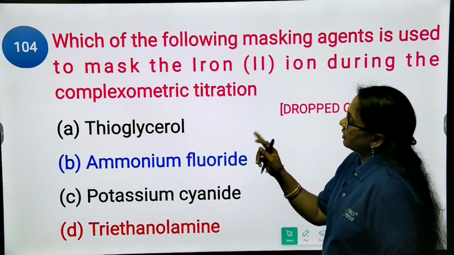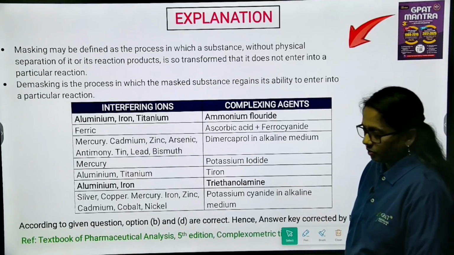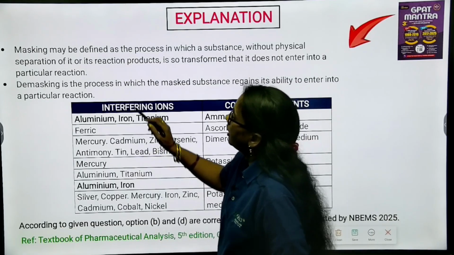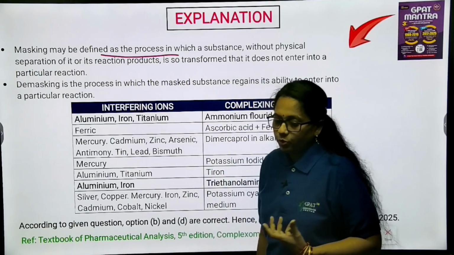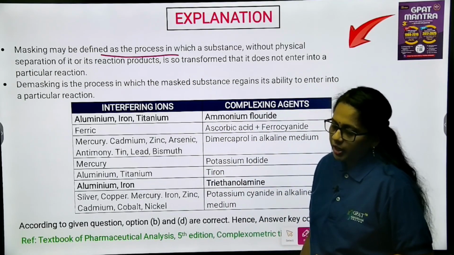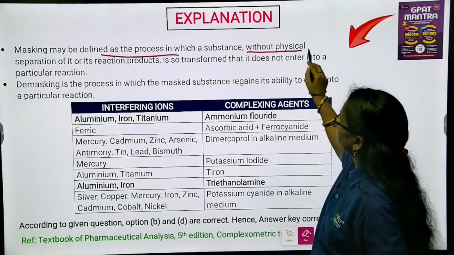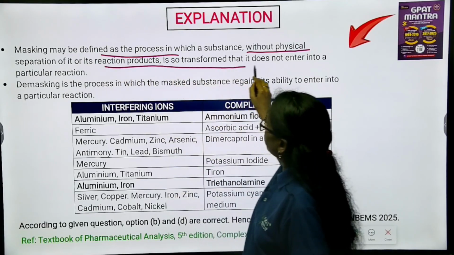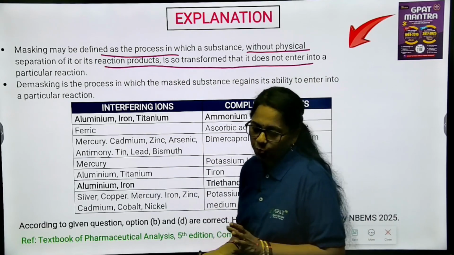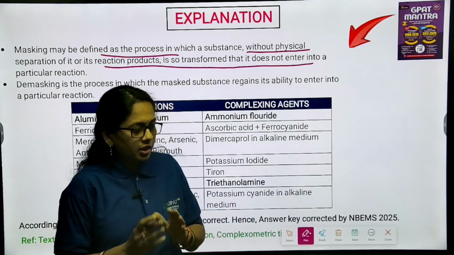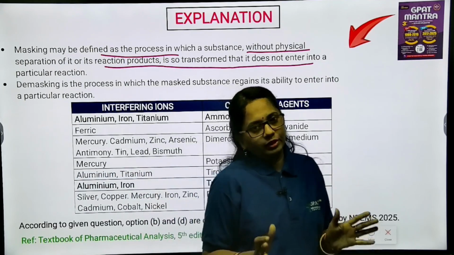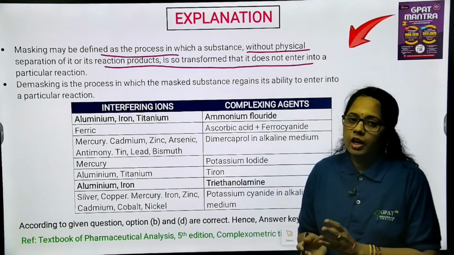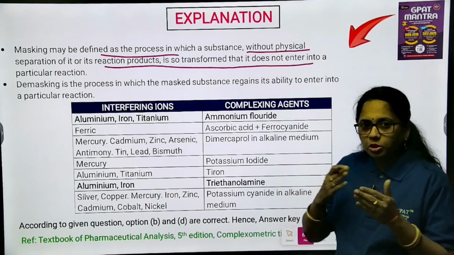Let us see first the clear explanation for this question. What is a masking agent, how it is going to be used, okay. Masking, if you want to define it, is a process in which the substance, without physical separation of it or its reaction products, is transformed such that it is not going to be involved in any type of chemical reaction, but it will allow the reaction to progress.